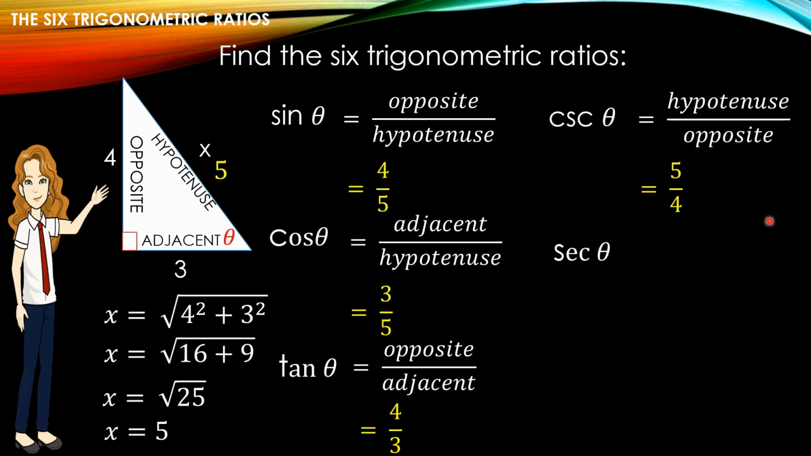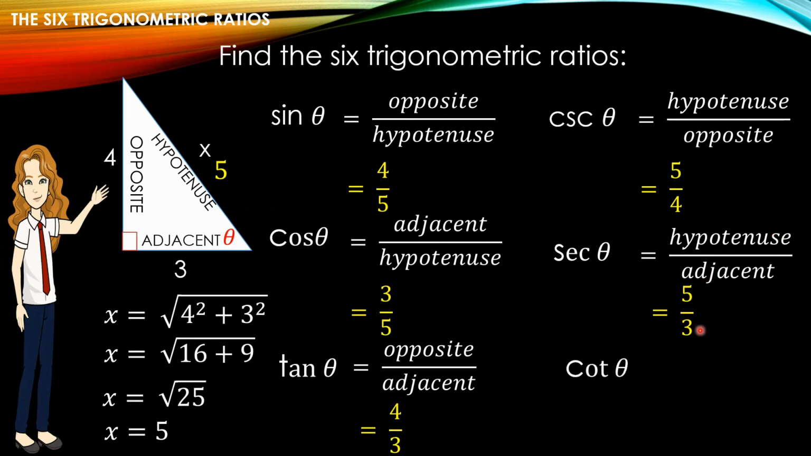And secant theta is equal to hypotenuse over the adjacent. We know that the reciprocal of cosine is the secant theta. So where is the hypotenuse? The hypotenuse is 5 and the adjacent is 3. That's why secant theta is 5 over 3. The last one is the cotangent theta, which is the reciprocal of tangent theta. So adjacent is 3 and the opposite is 4. That's why cotangent theta is equal to 3 over 4. So that's our example of the 6 trigonometric ratios.